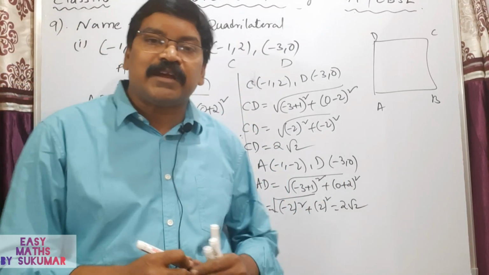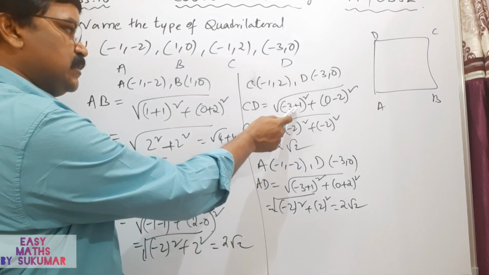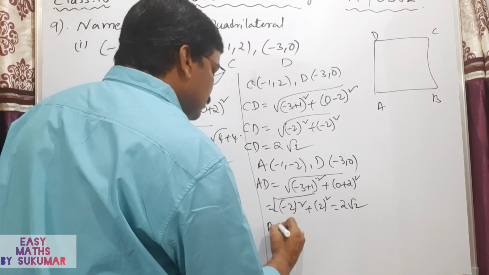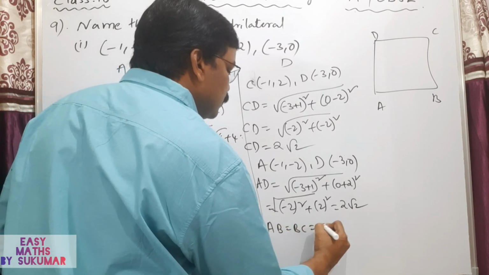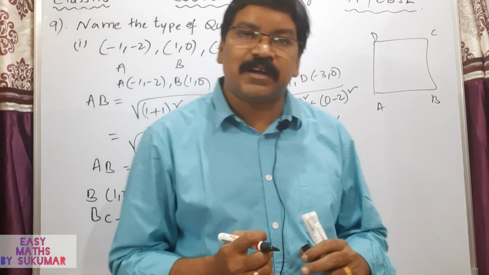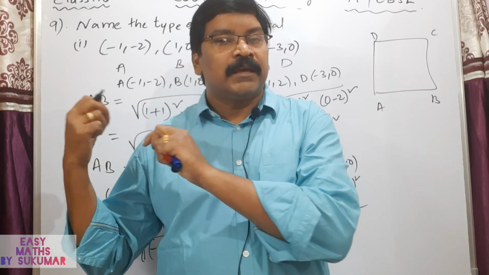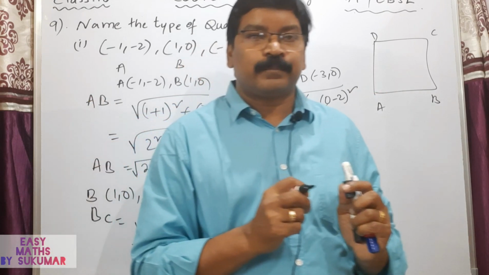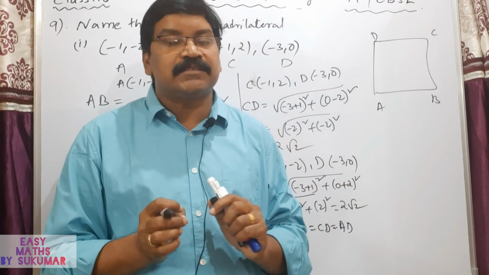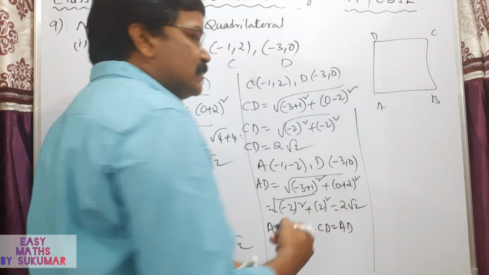So now we have a doubt here. Why? AB, BC, CD, AD, all the 4 sides are equal here. AB is equal to BC is equal to CD is equal to AD. Now we have a big doubt. What? These vertices are the vertices of a what? Rhombus or square. Rhombus means the diagonals are not equal, but coming to the square, the diagonals are equal. So my dear students, let us find the lengths of the diagonals.